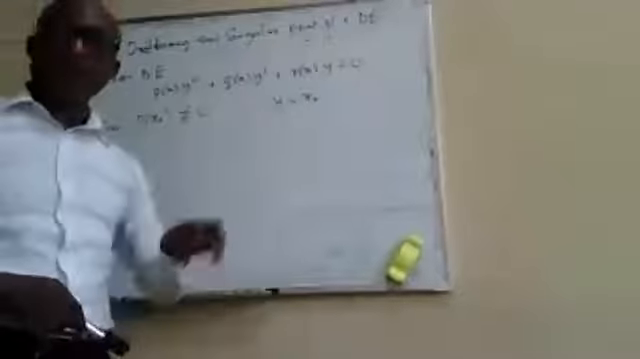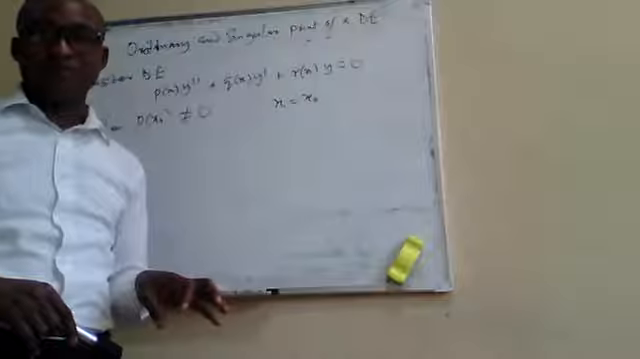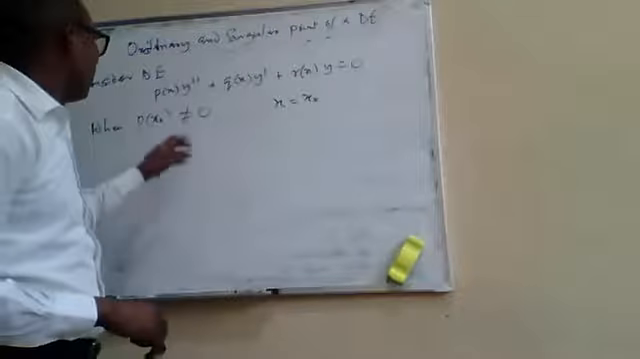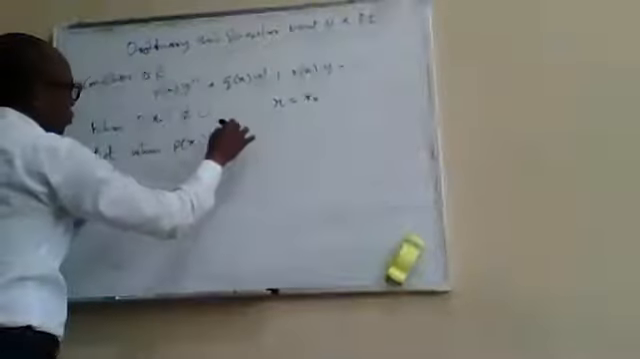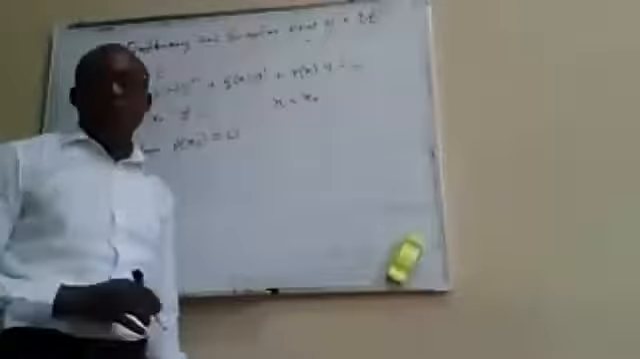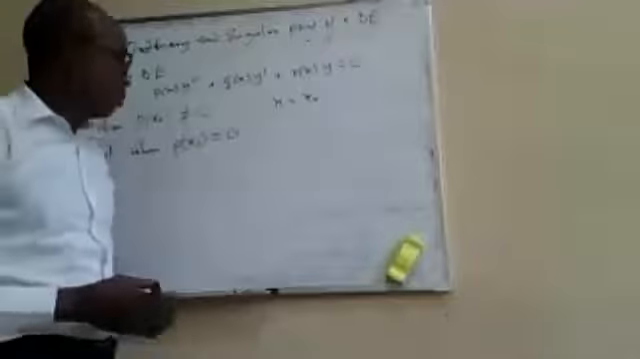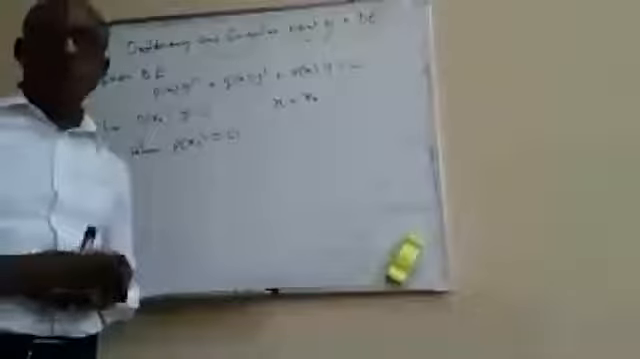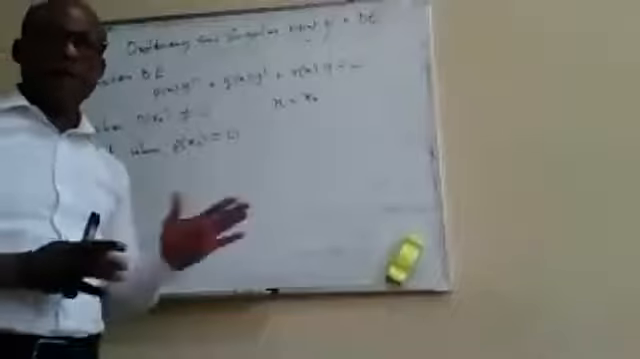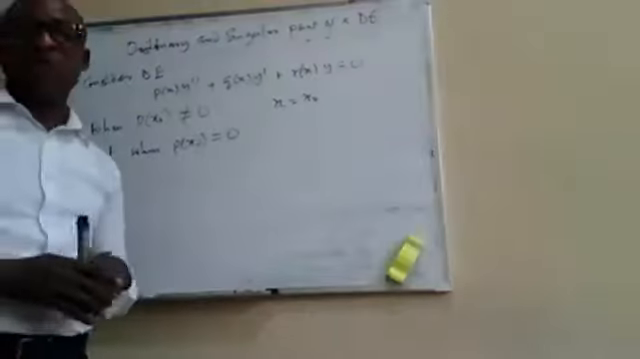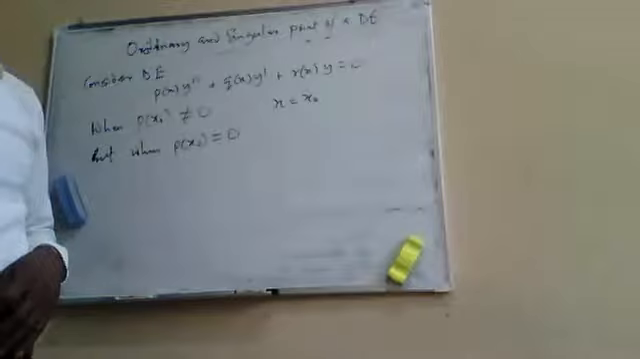When the function is analytic, that means the function is differentiable. So take note of that. But when P(x_0) is equal to 0, it's called a singular point. When P(x) is equal to 0, it's called a singular point. But when it's not equal to 0, it's called an ordinary point. And that's what we mean by ordinary points and singular points.